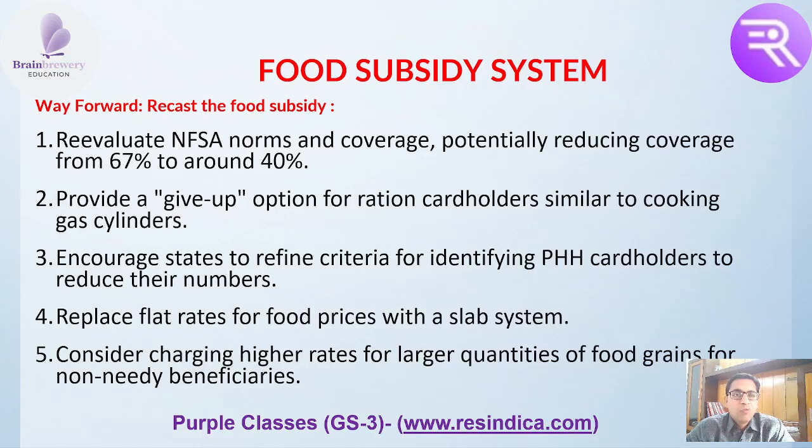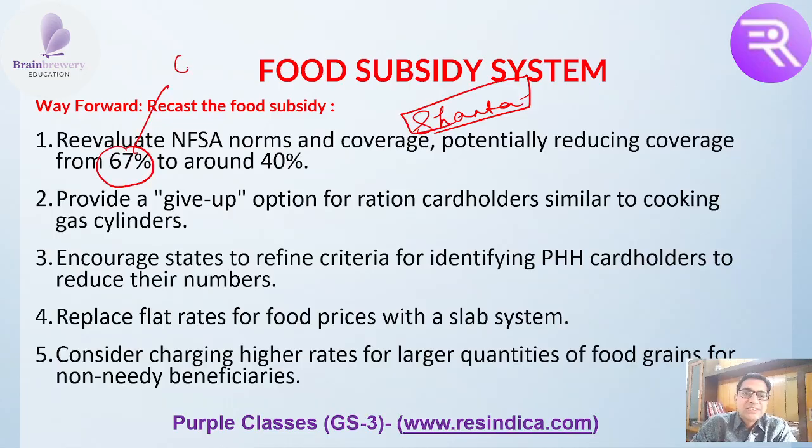Now, what is a way forward to enhance the situation? As per the Shanta Kumar committee, since we are talking about the food subsidy bill, we have to talk about the Shanta Kumar committee again. They said that right now we are providing subsidized food grain to 67% of people. It has to come down to the lower 40%. Then we have to provide a give-up option, like those people who are well-to-do can give up their ration card. Similarly, the cooking gas cylinder that we all have given up, right?